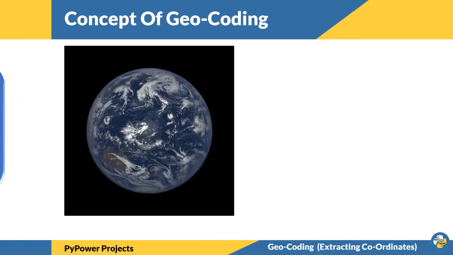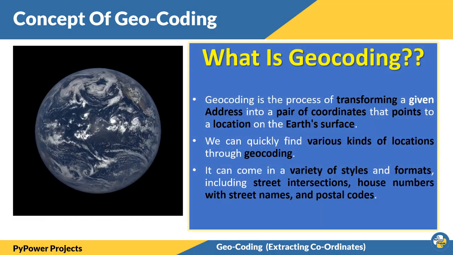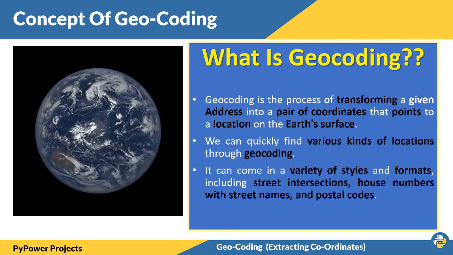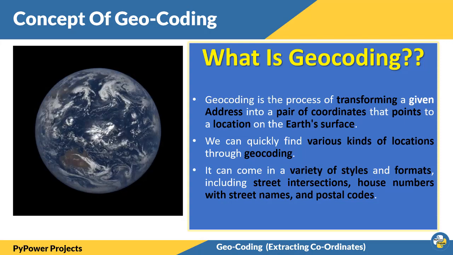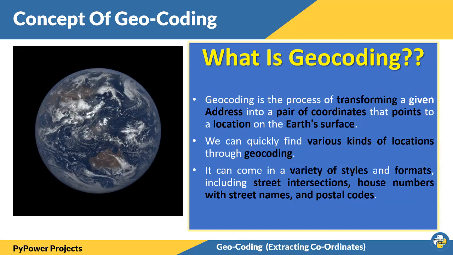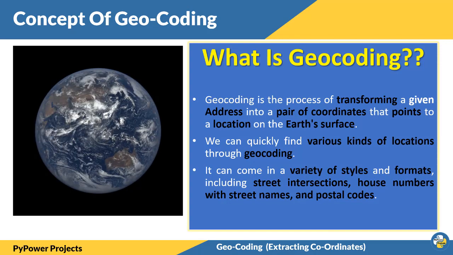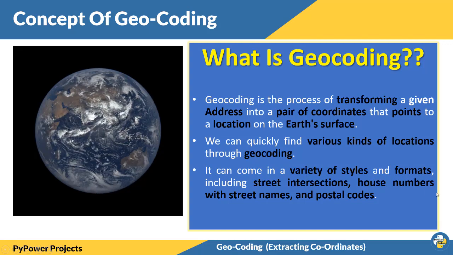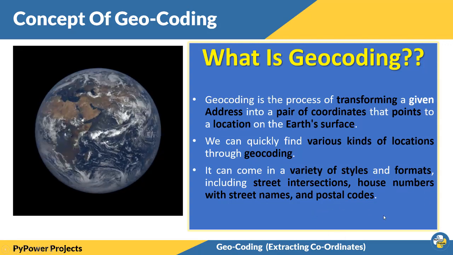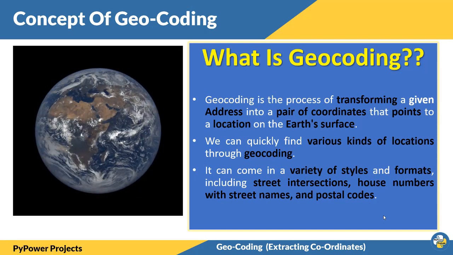Geocoding is basically the process of transforming a given address into a pair of coordinates, that is latitude and longitude, so that we can uniquely locate any point or any address on the Earth's surface. This address can be in a variety of formats. It can be made up of street intersections, house numbers, street names, postal codes, pin codes, and many more. We'll be handling all those things in order to fetch the actual pair of coordinates.